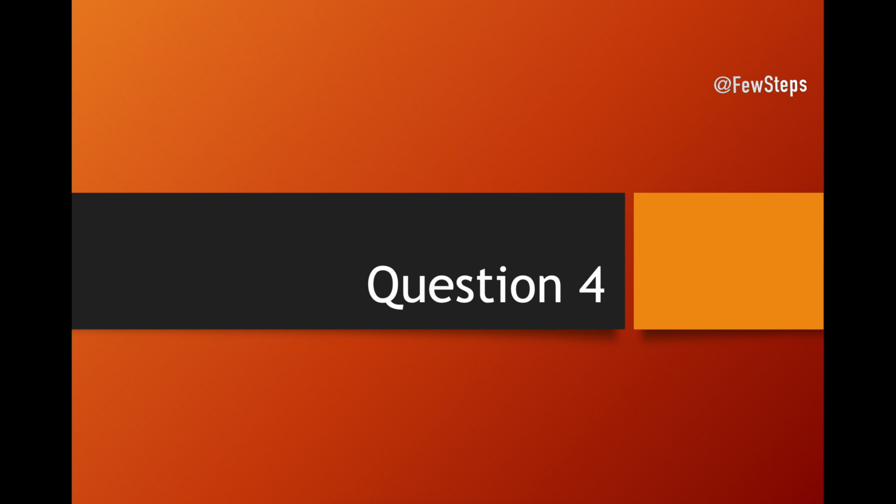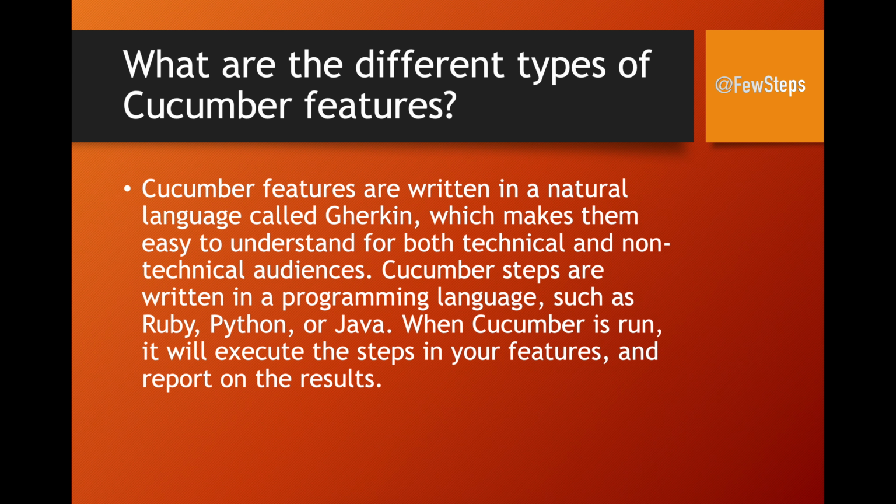Question 4. What are the different types of Cucumber features? Cucumber features are written in a natural language called Gherkin, which makes them easy to understand for both technical and non-technical audiences. Cucumber steps are written in a programming language, such as Ruby, Python, or Java. When Cucumber is run, it will execute the steps in your features and report on the results.